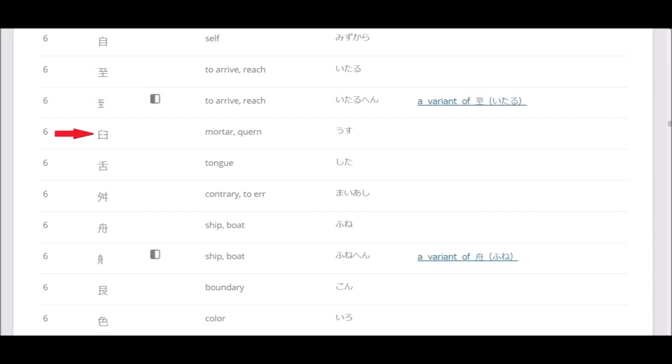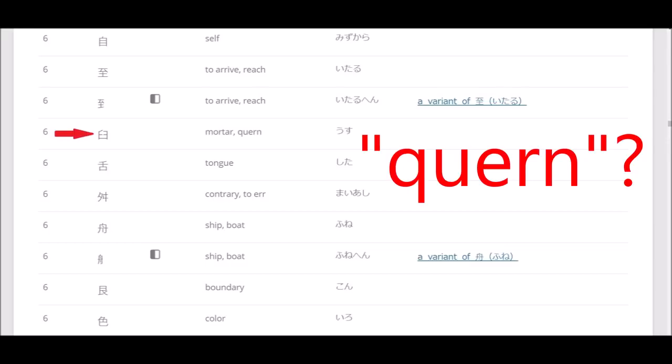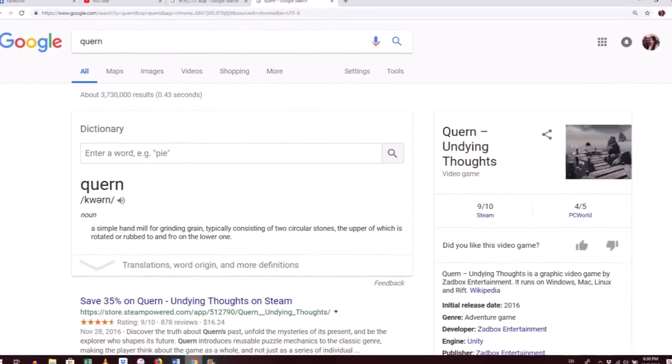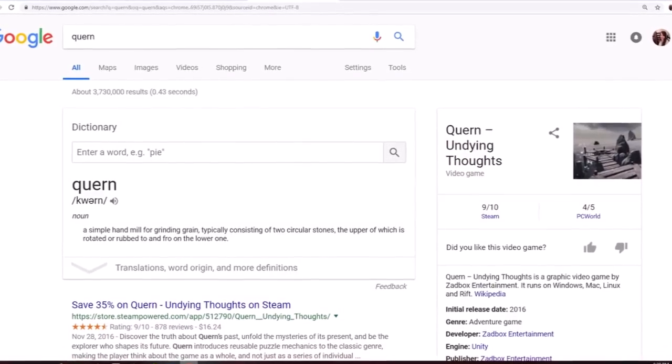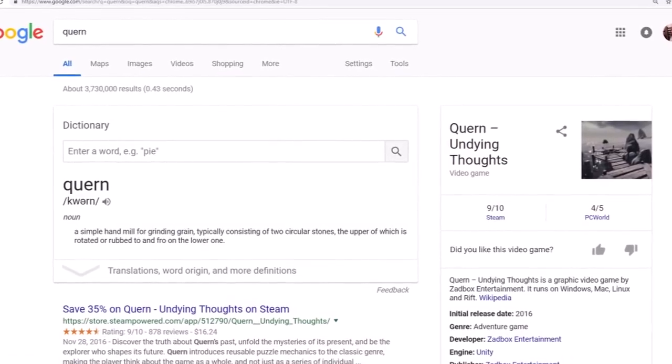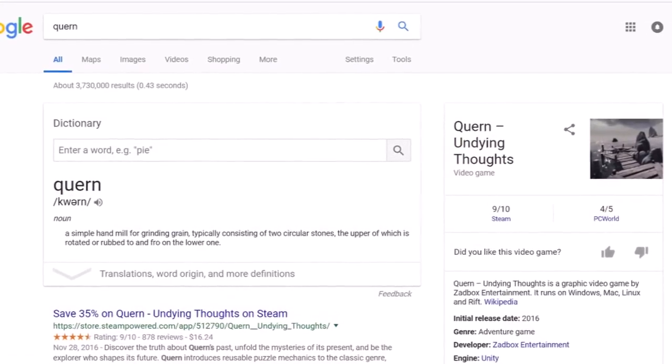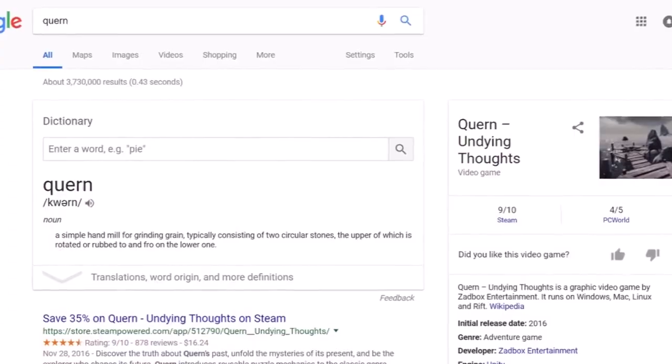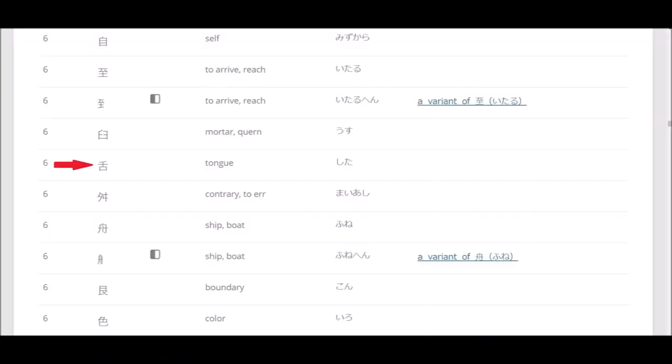Usu, mortar, or what's a quern? Quern, I'm going to look that up. A simple hand mill for grinding grain, typically consisting of 2 circular stones, the upper of which is rotated or rubbed to and fro on the lower one. Thank you, Google. Anyway, shita, tongue. Mayashi, contrary, to err. Hune, ship, boat. Hune hen, ship, boat to the left.